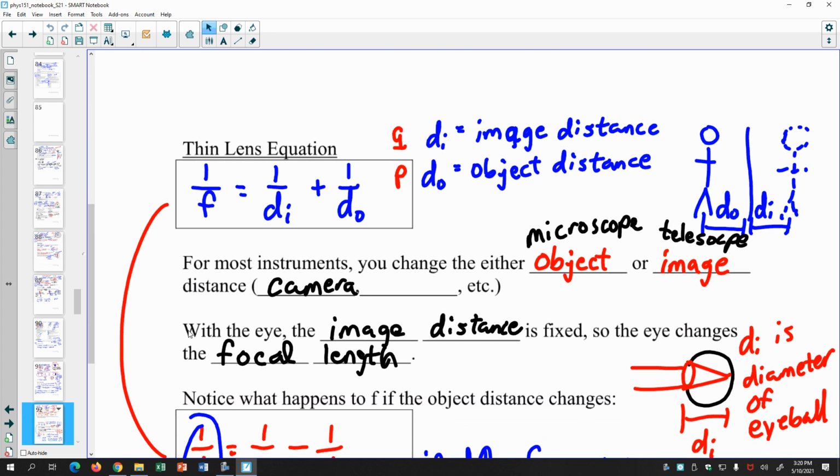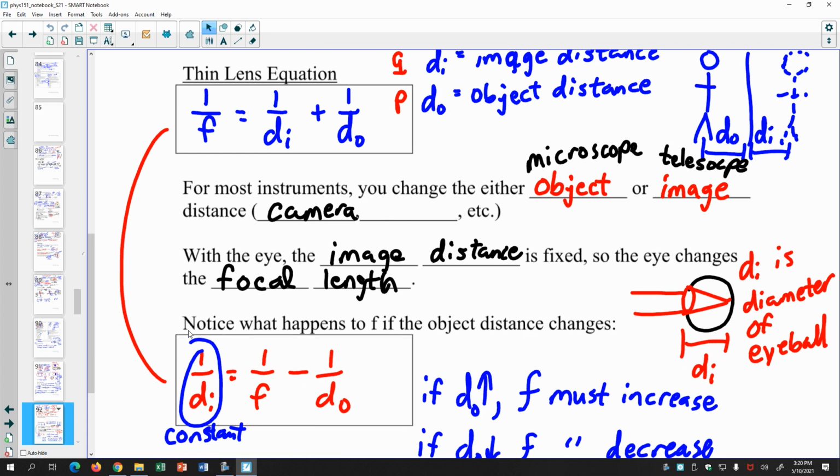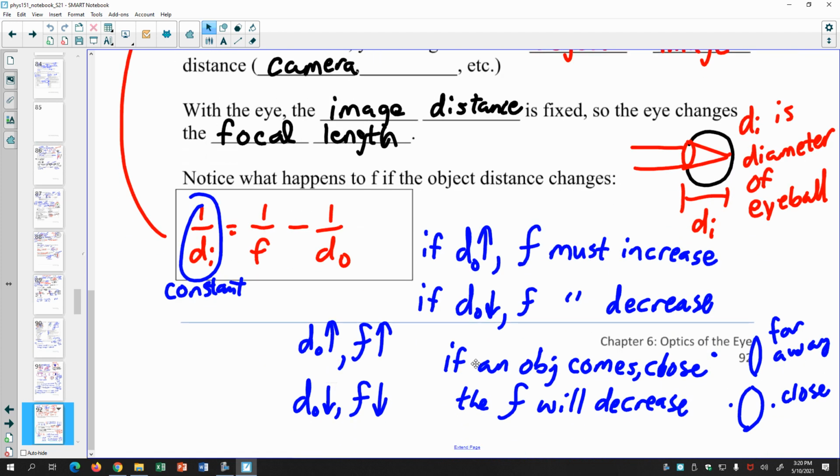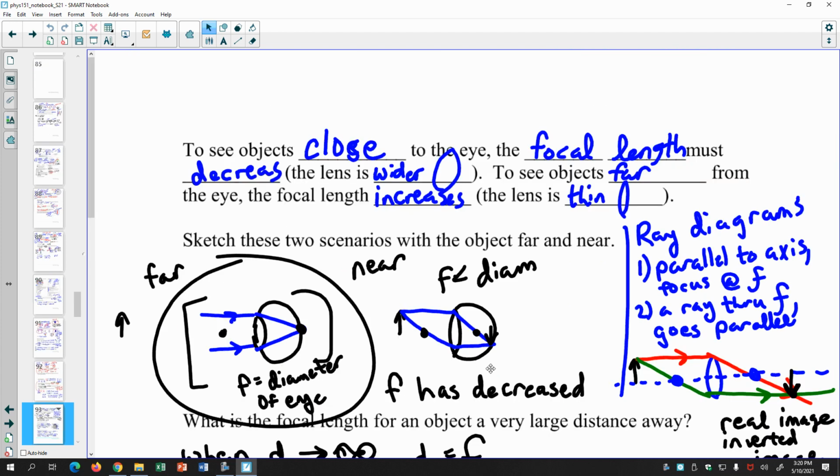You don't have to do any calculations with the thin lens equation, but it can be useful if I'm looking at things like what happens with the object distance, then what happens to the focal length in the human eye, right? Because in the human eye, the image distance is constant. And so what happens to that focal length if you change the object distance? That's on there. Everything I'm saying is on the test.